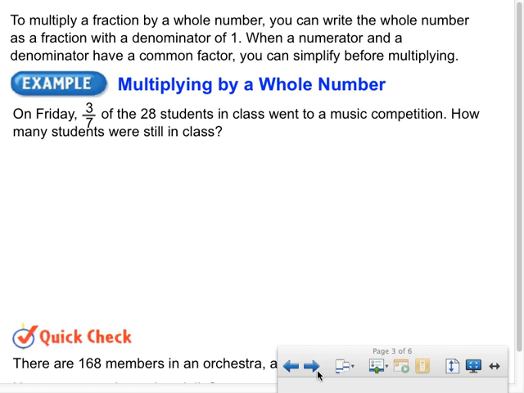The example says, on Friday, 3/7 of 28 students in class went to a music competition. How many students were still in class? So you need to figure out how many students are still in class. Make sure you label your answer too. So I gave you the pieces. I need you to put the pieces together and solve this question.